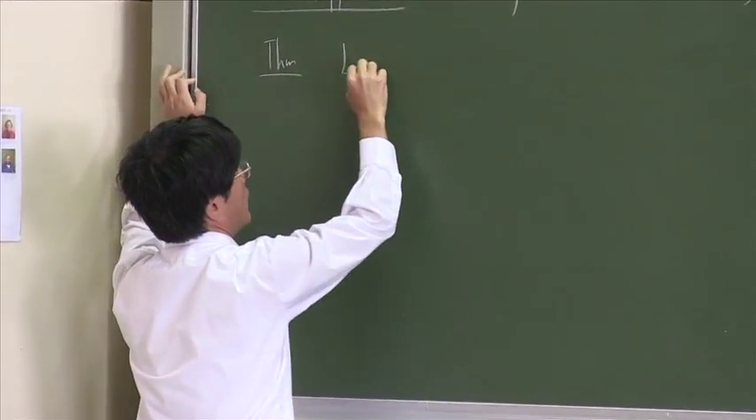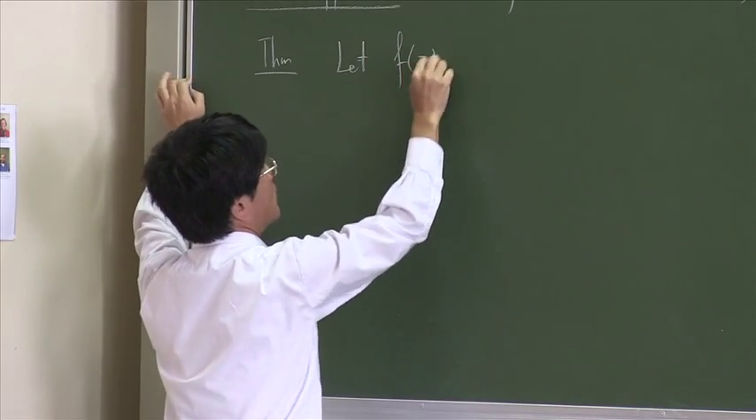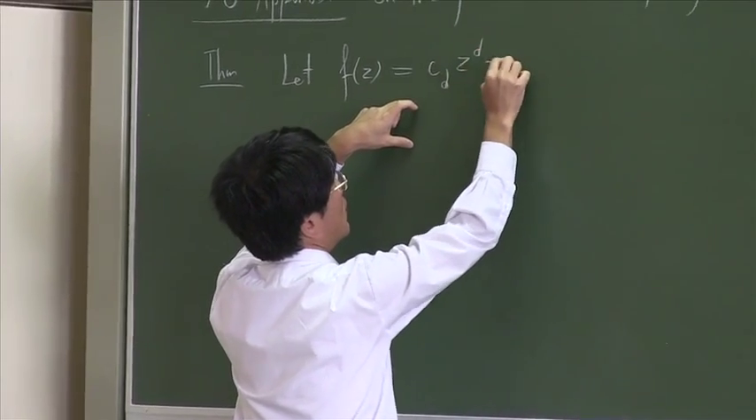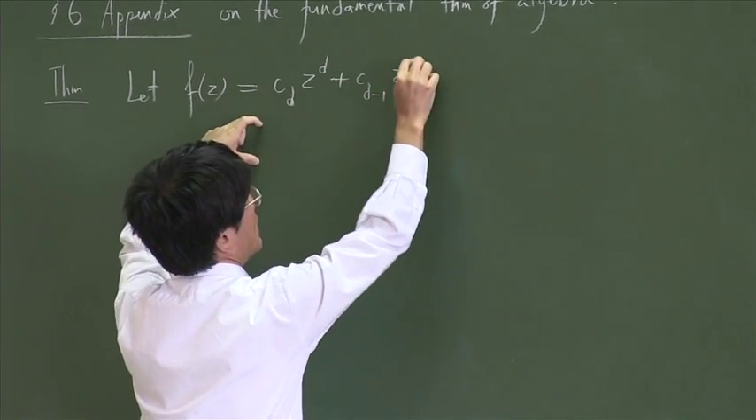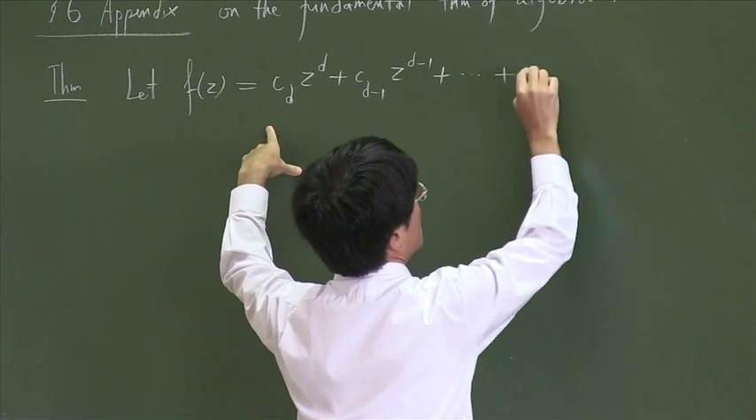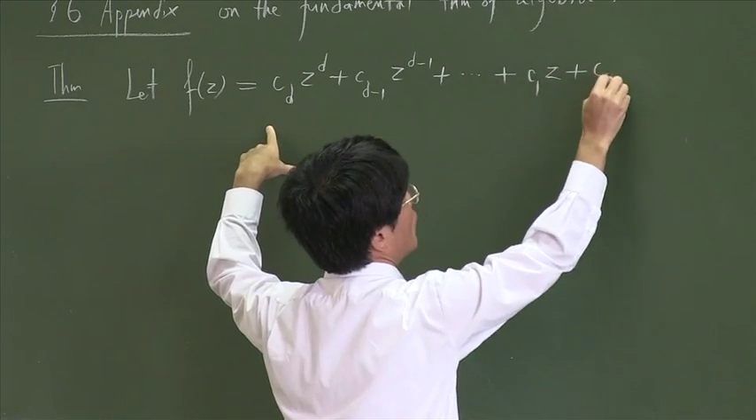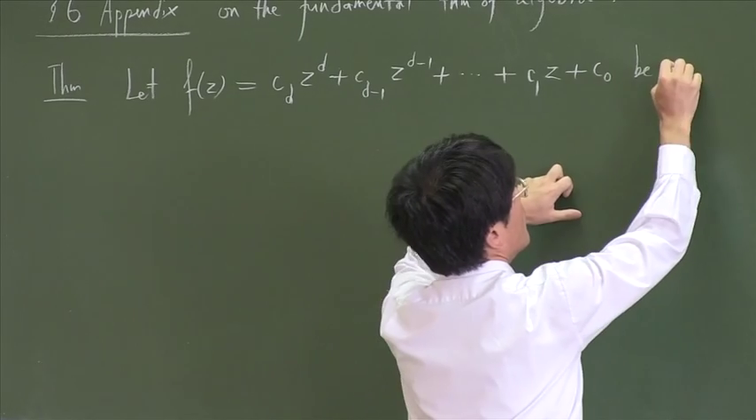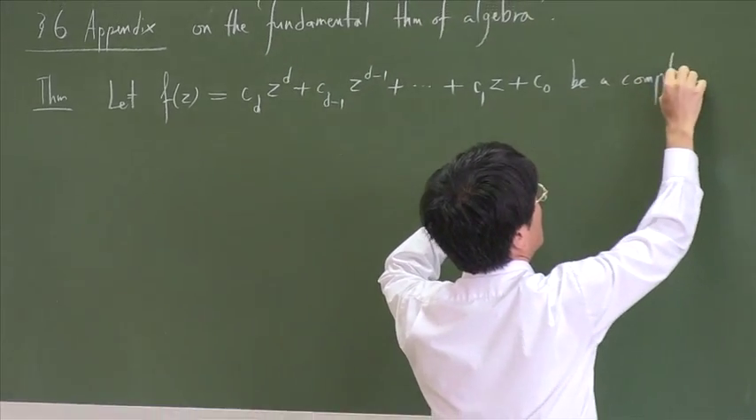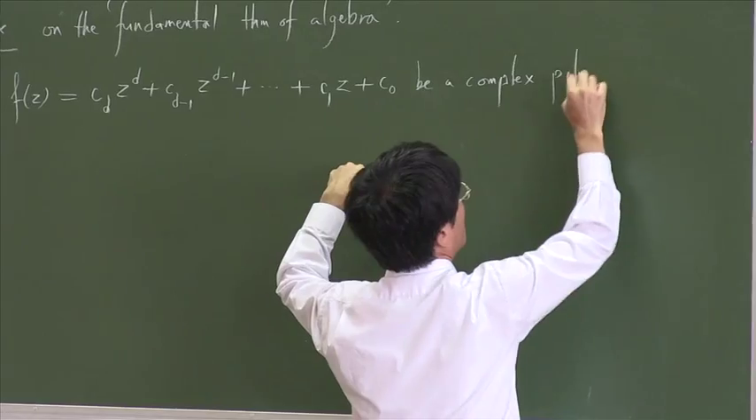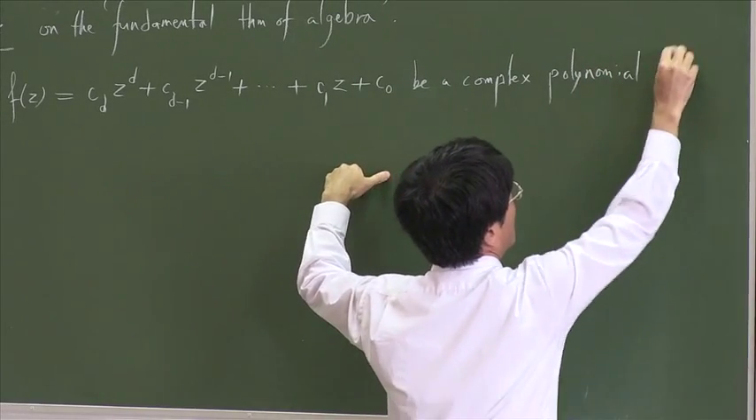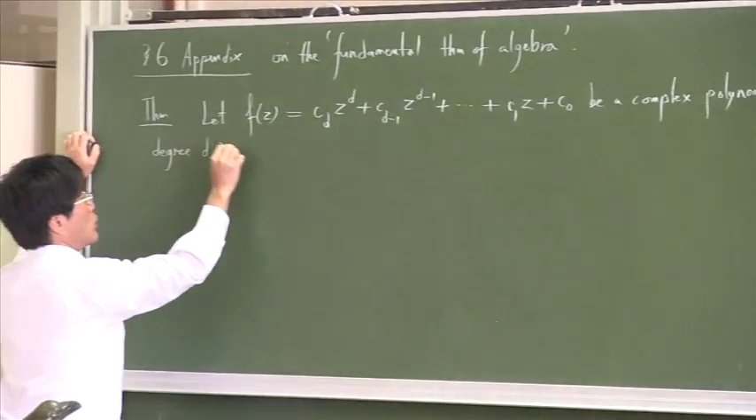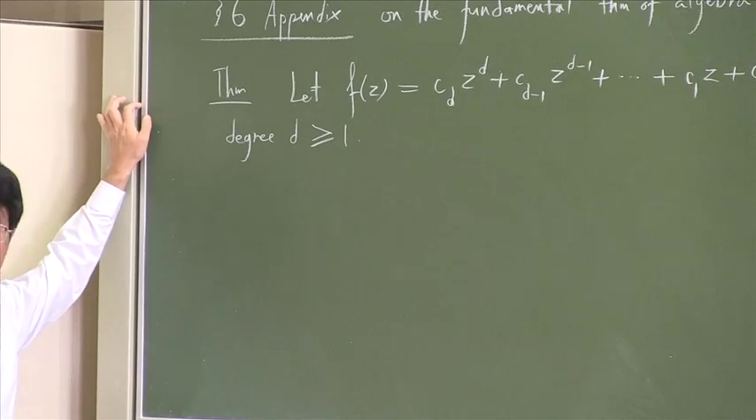As you know, the theorem says the following. Let's say that f of z, I shall write it down explicitly, c_d z^d plus c_(d-1) z^(d-1), and so on, to c_1 z plus c_0 is a complex polynomial of degree d, which is greater than or equal to 1.